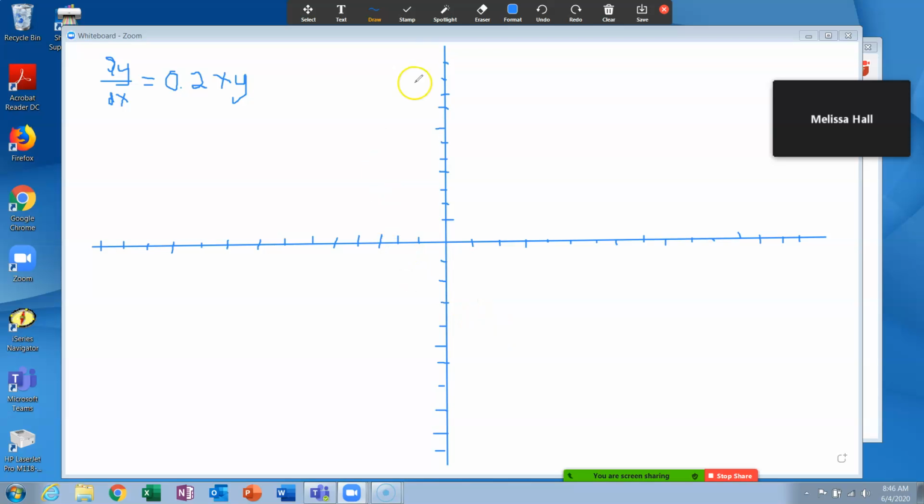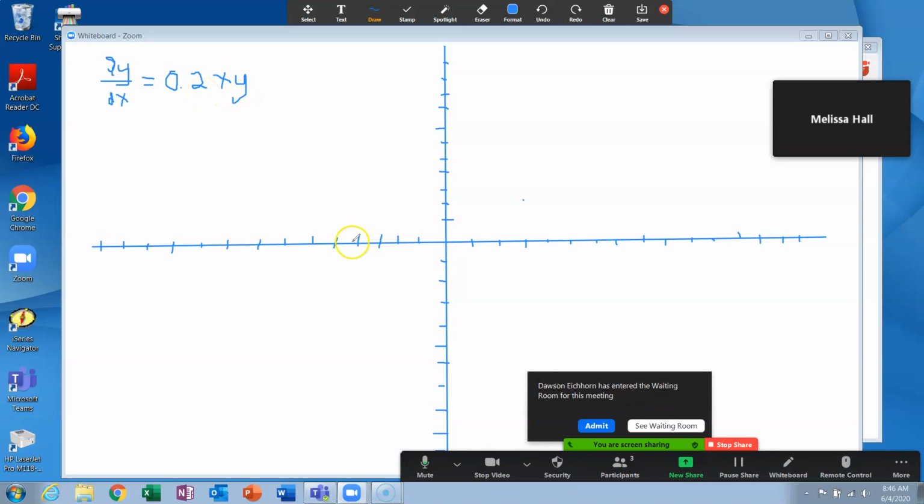When x equals 3, well, we'll first find the point. There's 3 and there's 2. Would you agree that's about the right point? Okay. At that point, plug in x equals 3, y is equal to 2. 3 times 2 is 6, times 0.2 would be 1.2.